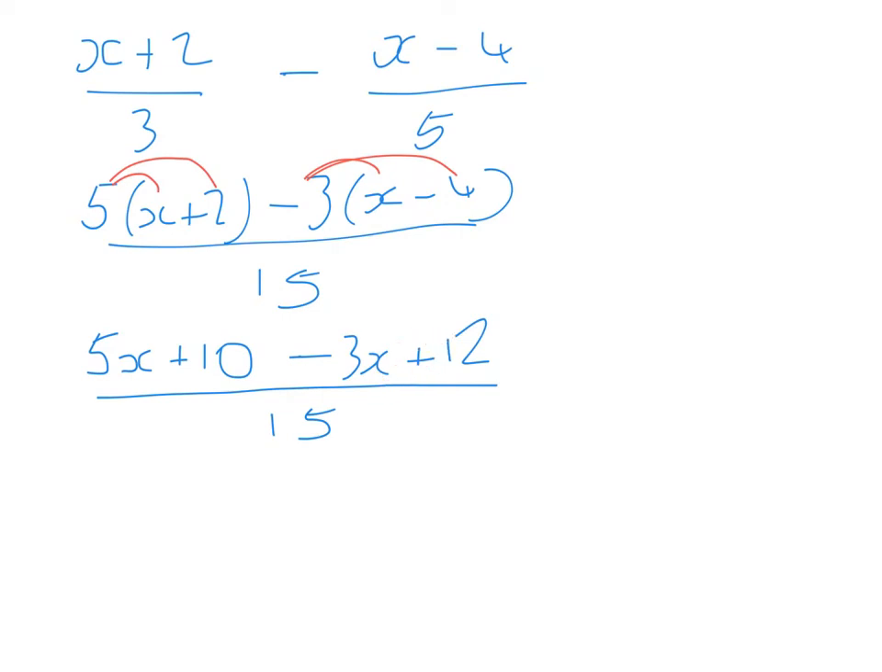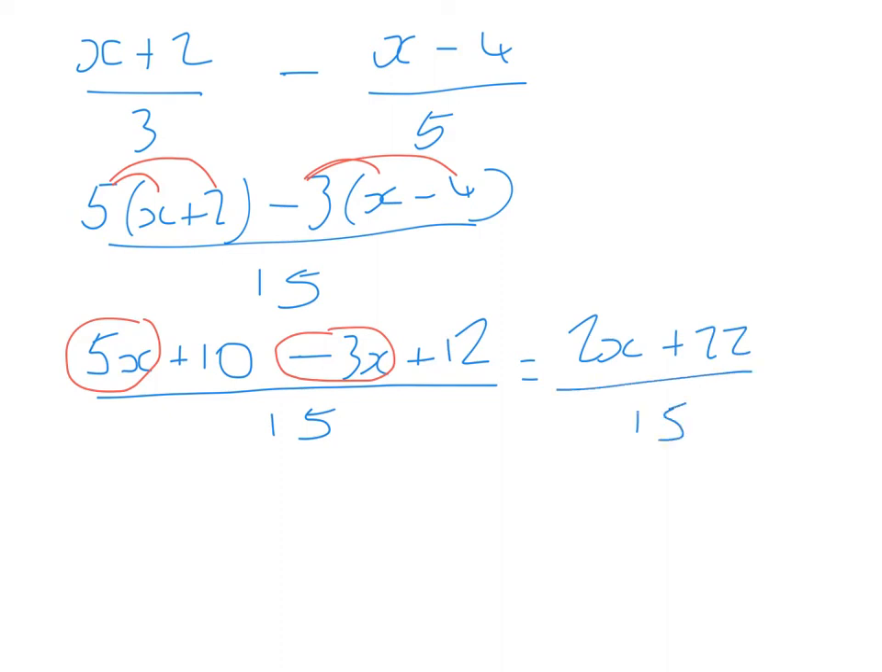Okay, we've multiplied out our brackets. Now we need to add or subtract our like terms, so put together our like terms. So we have 5x minus 3x gives us 2x. And then we have 10 plus 12 gives us plus 22. And all of that's over 15.